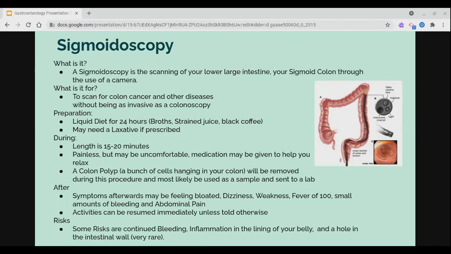There are some rare risks, such as prolonged bleeding, inflammation in the lining of your belly, and one which is very rare, a hole in your intestinal wall. That's it for a sigmoidoscopy. Next, we will be talking about a pancreas scan.